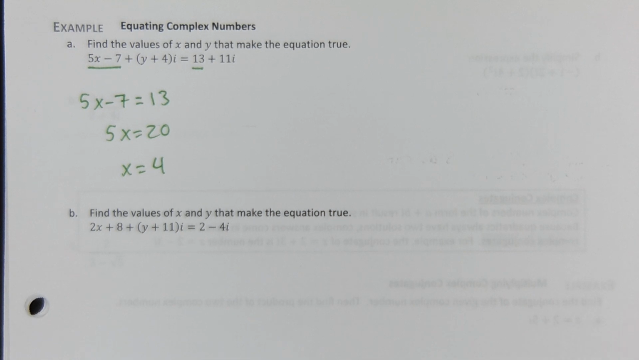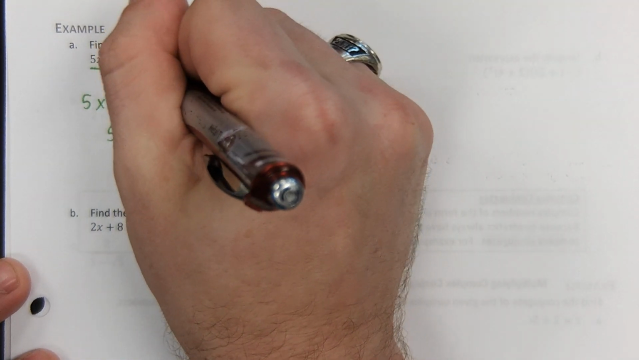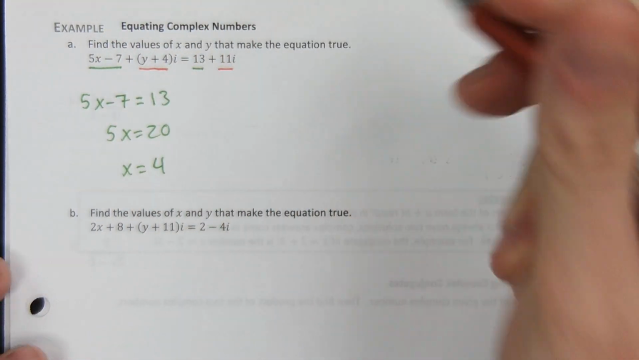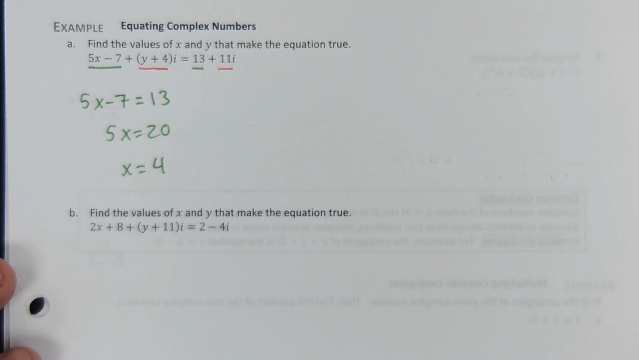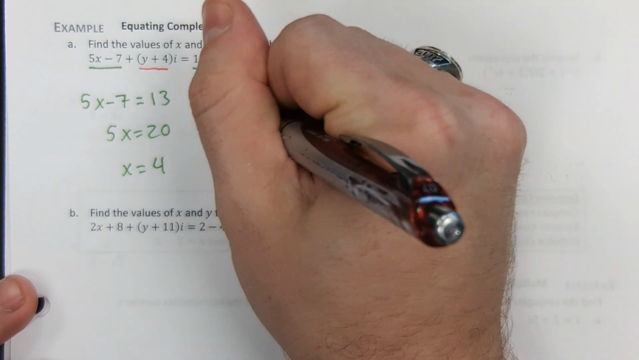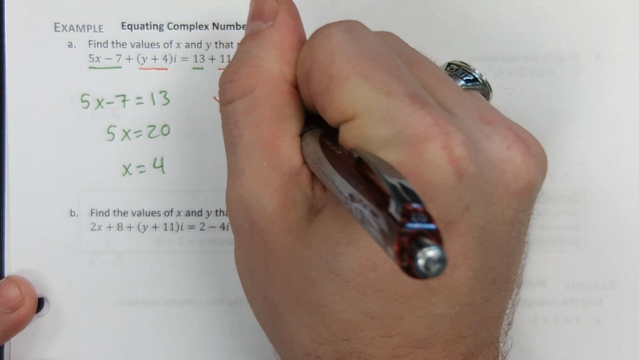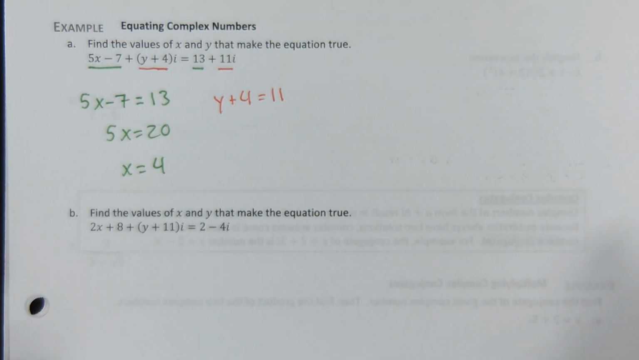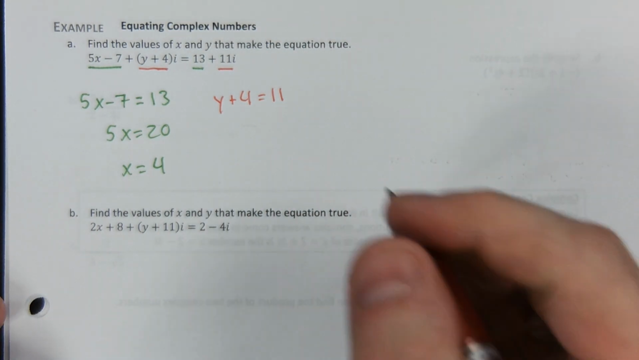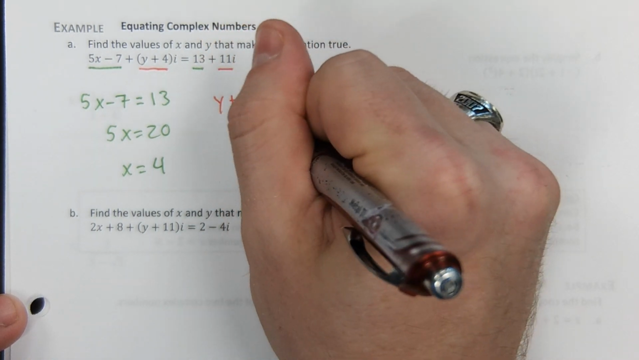Now we make their imaginary components match. This is actually called equating coefficients. So as long as y plus 4 equals 11, then my imaginary components will match on both sides. Subtract 4 from both sides, you get y equals 7.